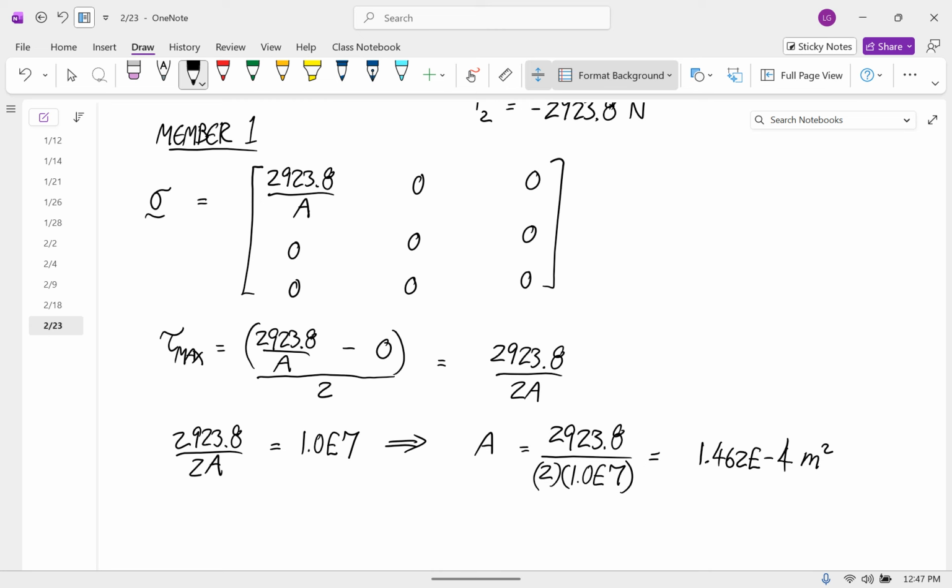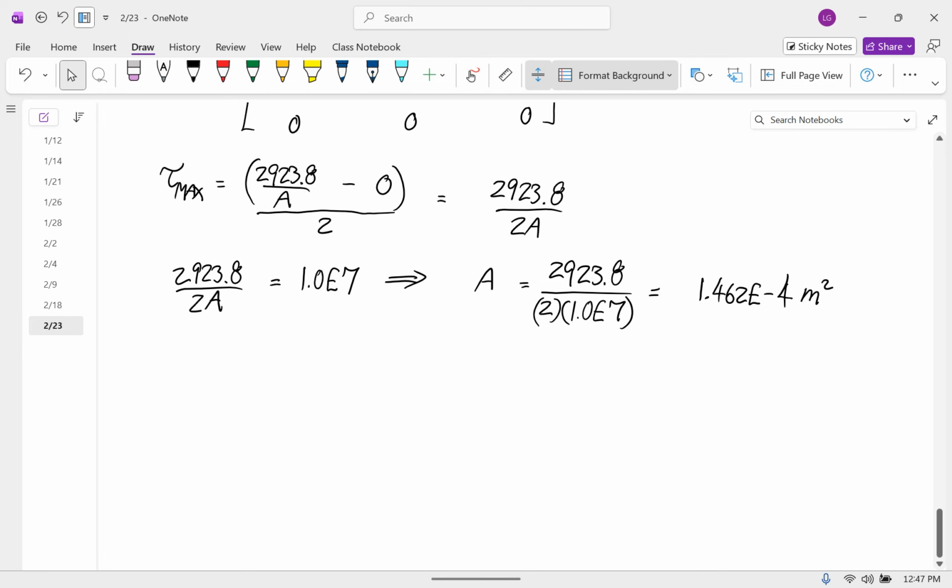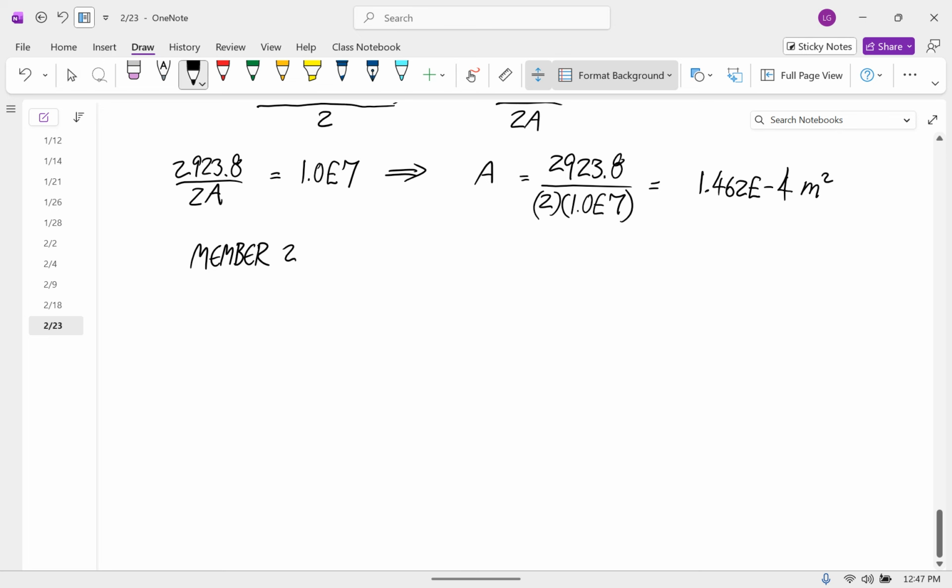So if we have somehow figured out that the start of our concern about this thing breaking is at a shear stress of 1 times 10 to the 7th, then we know that we don't want the cross-sectional area to be any smaller than that. Okay? And then for member 2, it would be a similar thing. Can anyone off the top of your head just figure out what the answer is going to be here? Yes, exactly. It's going to be the same.